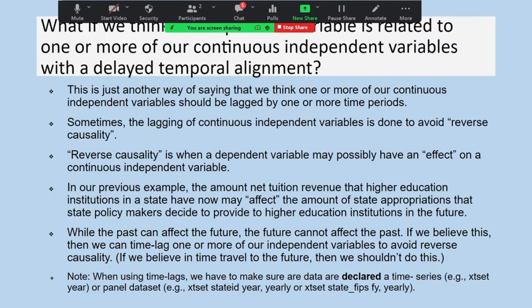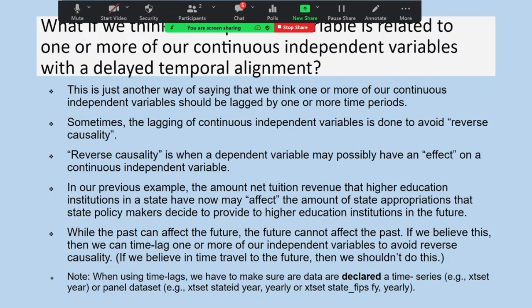So when the state appropriates money for institutions, and we're saying we want to look at net tuition revenue and how that might be affected by state appropriation. We've already established that there might be some negative relationship, right? More money appropriated, less tuition you'd have to raise as an institution.